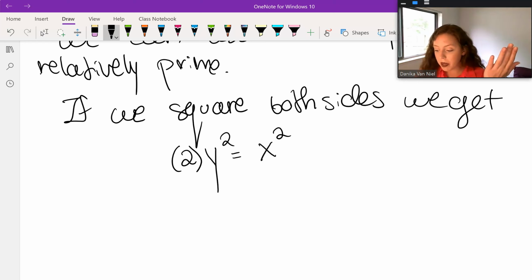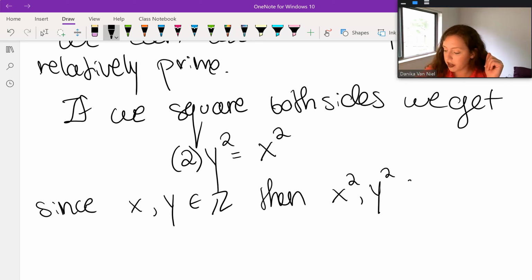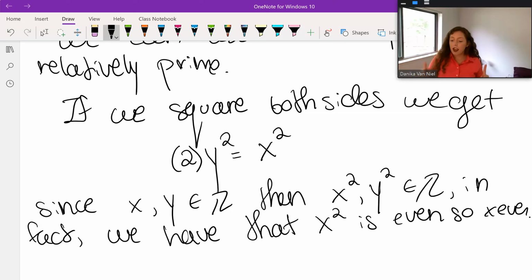Or you could think about, okay, well, what could go wrong? Where could my contradiction come from? Well, I know a lot of things about even and odd, so maybe it has to do with that, and then maybe make some progress there. Okay? Since x and y are integers, then x squared and y squared are integers. In fact, we have that x squared is even, so x is even. Okay, and we just proved that above, so that's super exciting.